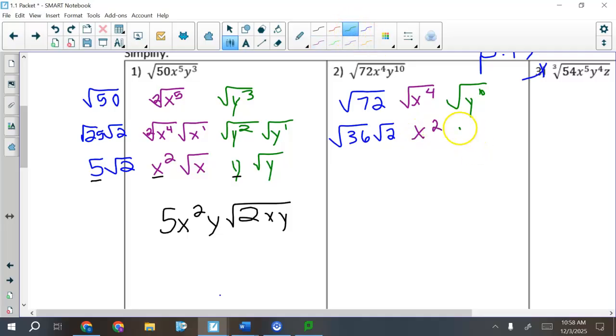And then the square root of y to the 10th, again, another even power, so it's just y to the 5th. So then for your final answer, square root of 36 is 6. Bring that x squared and y to the 5th out front, and then you'd be left with the square root of 2.